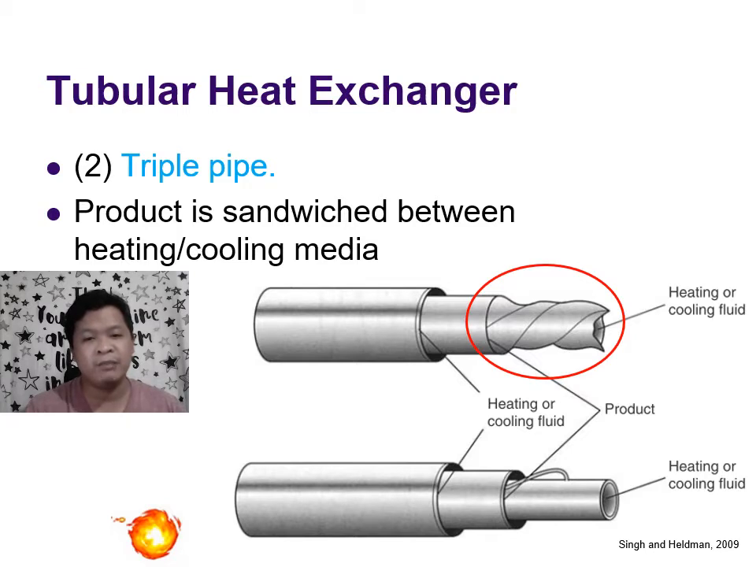So obviously in the triple pipe heat exchanger ay meron kang tatlong pipe, yung dalawa nasa loob ng isa, tapos yung pinakaloob nandun sa gitna, okay? So in this case, the product then is sandwiched between the heating or cooling media. Nasa gitnang pipe yung pagkain mo. And of course, ang advantage nito over the double pipe design is mas mabilis yung heat transfer na kayang gawin for the same size of the system.